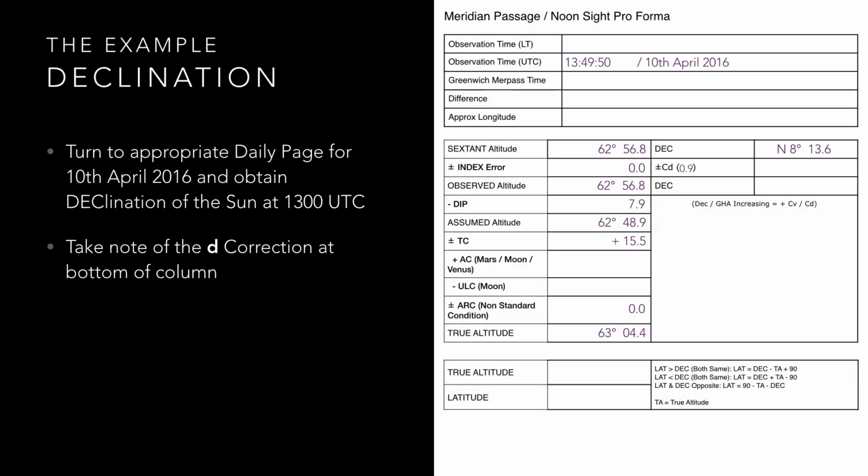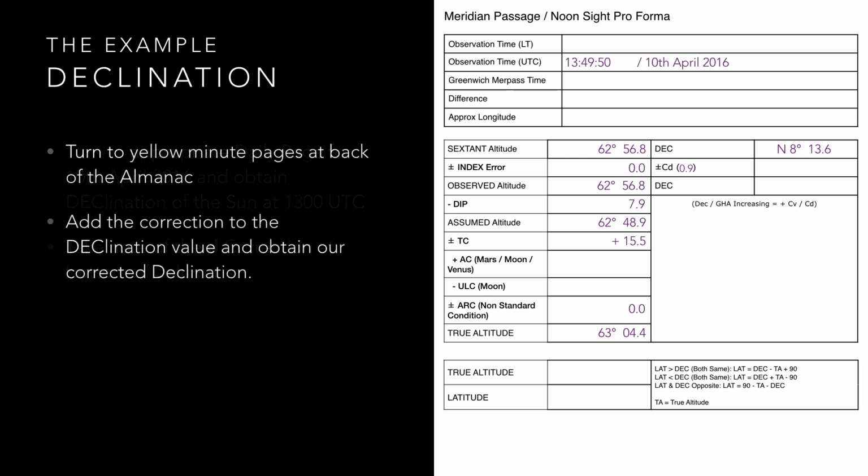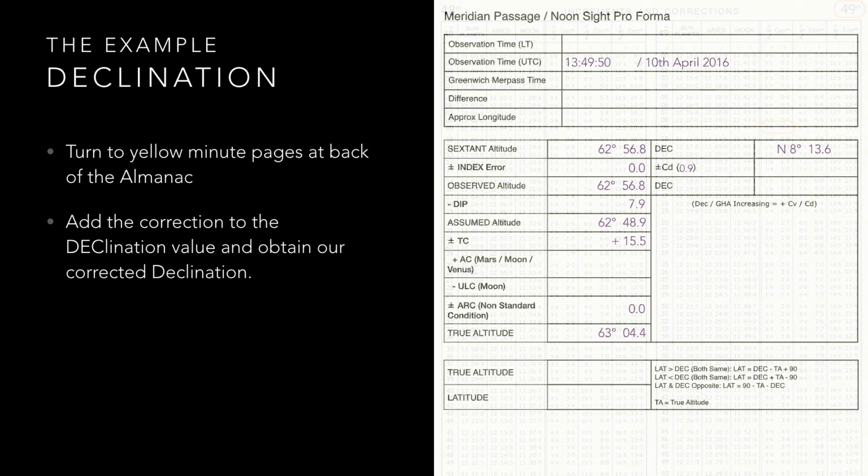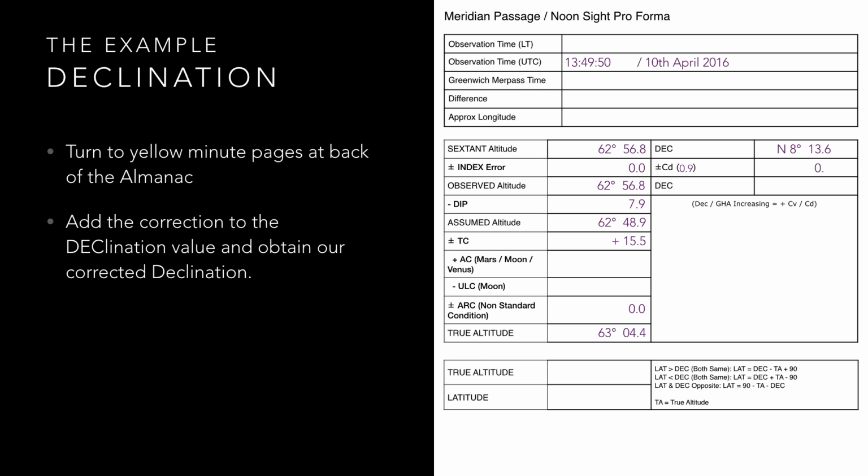As it was 13:49 at the time of our observation, we have to correct for the 49 minutes. So we turn to the yellow pages at the back of the almanac and find the page for 49 minutes. We read off the correction for 0.9, which is 0.7, which we add to the declination, giving us the actual declination of north 8 degrees 14.3 minutes.